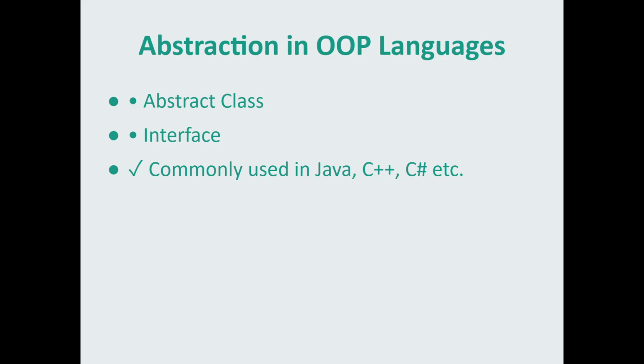In programming languages like Java, C++, or C#, abstraction is mainly achieved in two ways: using abstract classes and using interfaces. Both of these allow us to define methods that must be implemented by other classes without actually writing the implementation ourselves.